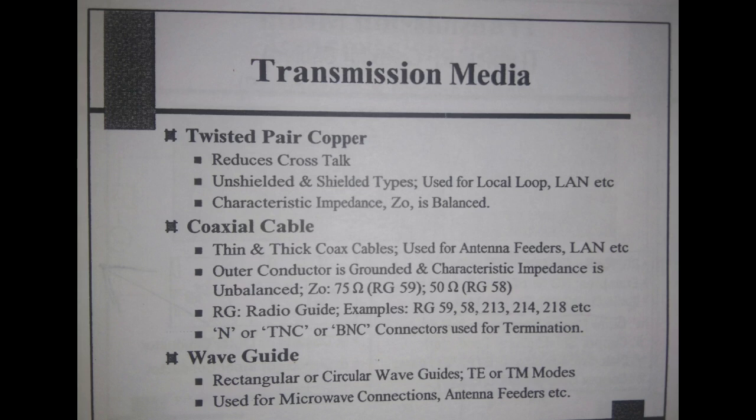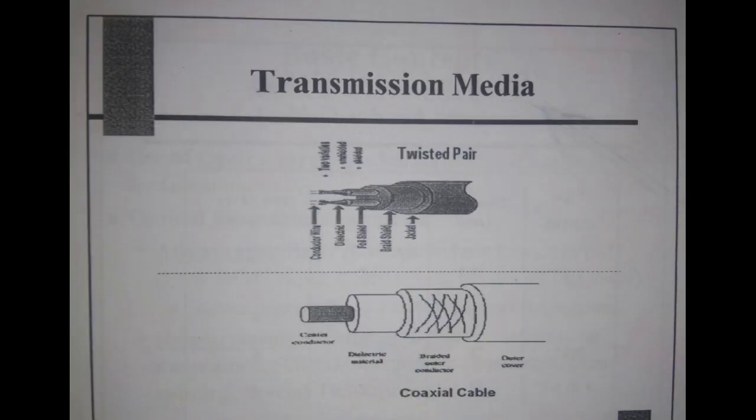If we talk about the waveguides, rectangular and circular waveguides in TE or TM modes are available, used for microwave connectors, antenna feeders. Here we can see the inside and outside view of a coaxial cable.